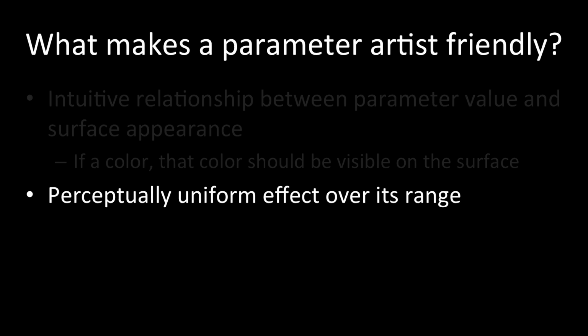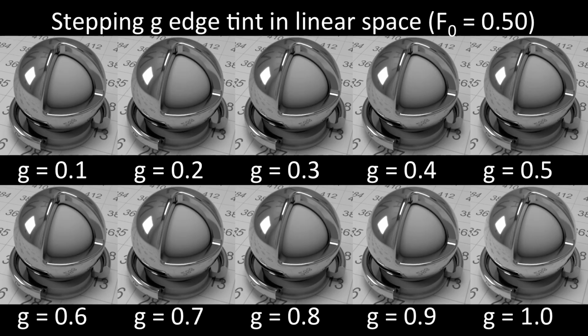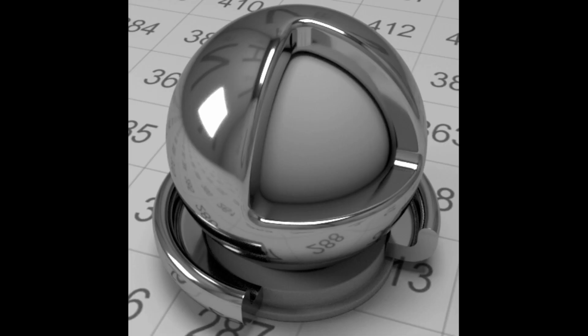The visual effect of changing a parameter by a certain amount should be roughly constant over the parameter range. A good example is GGX roughness, with a commonly used remapping first suggested by Brent Burley. This is not the case for G. These renders increase G in equal-sized steps across the 0 to 1 range. It's hard to see the difference between consecutive values for side-by-side images. So we'll show some pairwise flip comparisons.